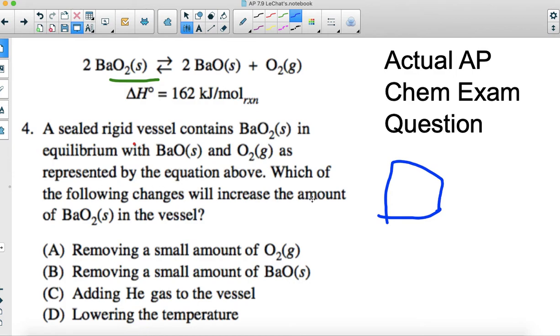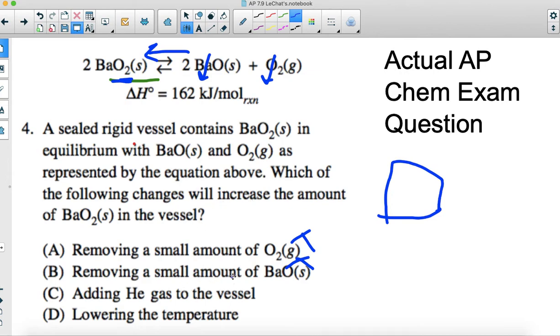Which of the following changes will increase the amount of Ba2S in the vessel? So that is asking which thing is going to cause the reaction to go forward or backward? Backwards. So they're saying what change would cause the reaction to go backwards? Removing O2. If we remove product, is that making the reaction go backwards? No. Removing a small amount of the other product, is that going to make the reaction go backwards? No. Because those were the products.